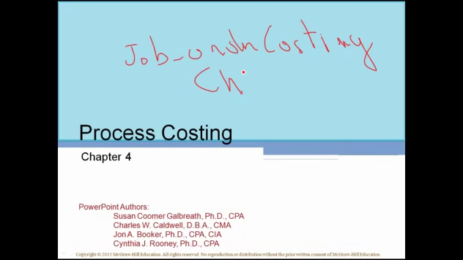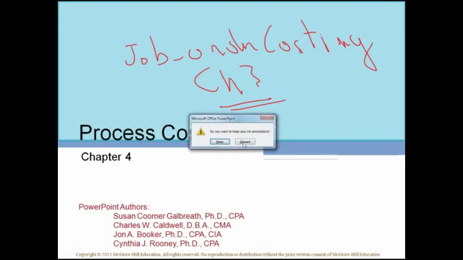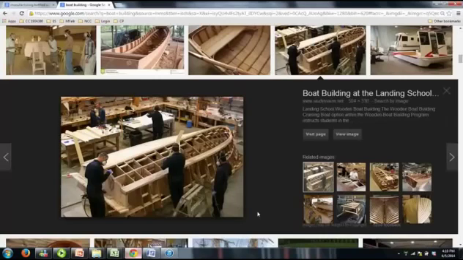If you're not familiar with job order costing, go back to Chapter 3 and you'll be able to review what job order costing is. What I would like to do is show you a picture of a job order costing and process costing before we start. I collected those pictures from Google Images.